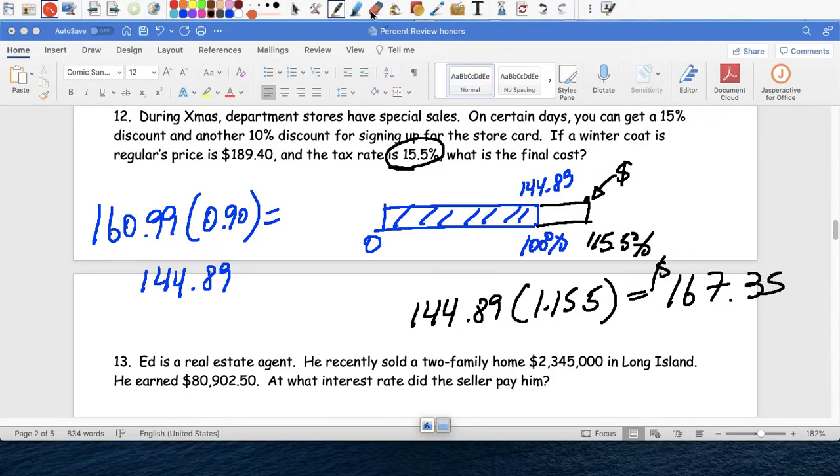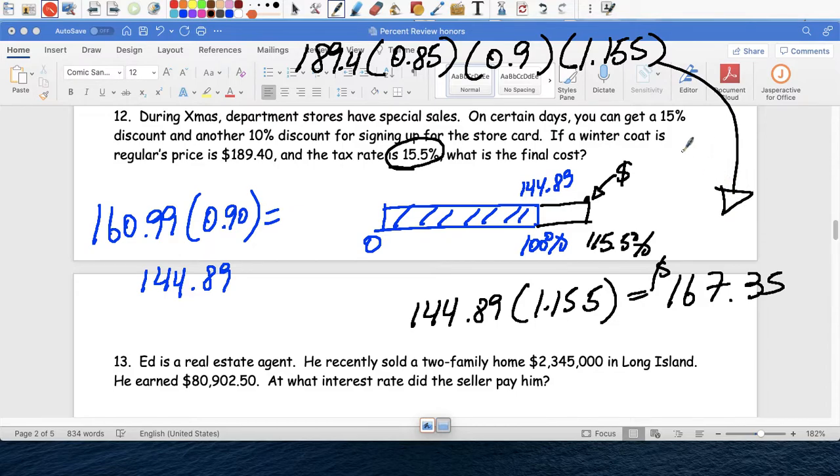If you are comfortable, you could have done 189.4 times 0.85, and then times 0.9, and then times 1.155, and that should have given you that price. So if you're okay with that, you can do it that way. I'm just going to multiply it times 1.155, and like I said, you get 167.349, and that changes to 167.35. So whether you did it this way or in steps, it's really up to you.